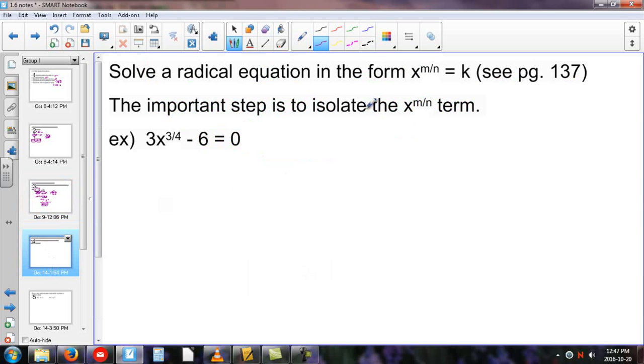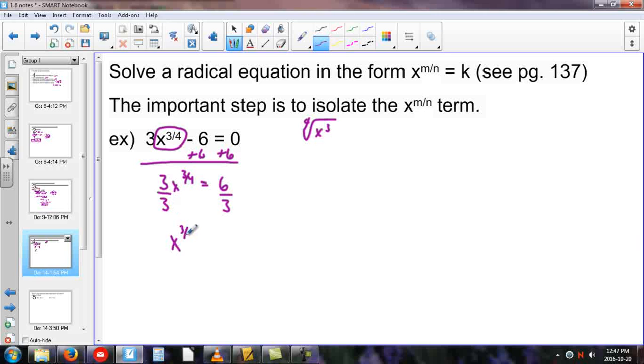All right, if we look at the next thing, we have radical equations like this. We want to isolate this piece with the root. Because remember, when we have a fractional exponent, it means we really have a fourth root of x cubed. That's what we're really looking at, and so our goal is to get that piece alone. So to do that, I'm going to have to add 6 to get 3 times x to the 3/4 equals 6, and then I'll divide by 3. So now x to the 3/4, that's my radical piece, and it is alone.